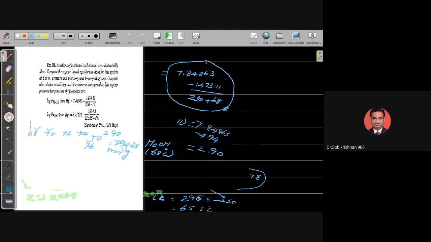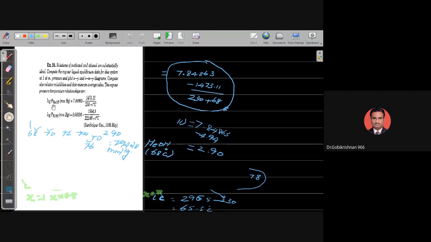What is the system here? It is a system of methanol and ethanol. Both methanol and ethanol are substantially ideal, which means both will be highly soluble and form a homogeneous mixture. The expression given at the bottom relates vapor pressure and temperature.